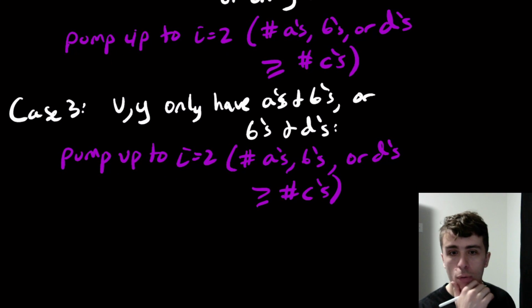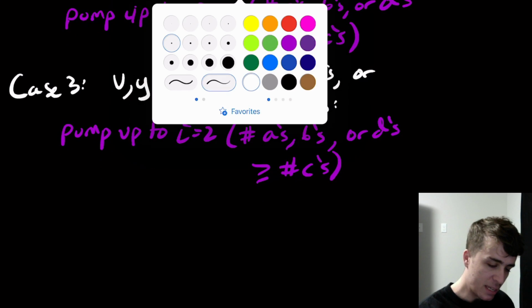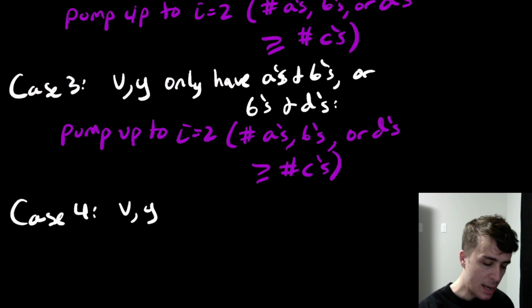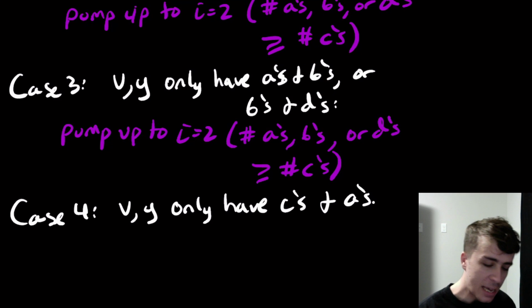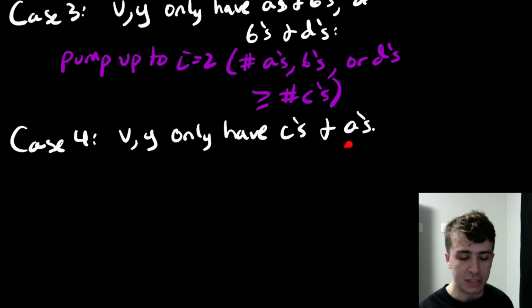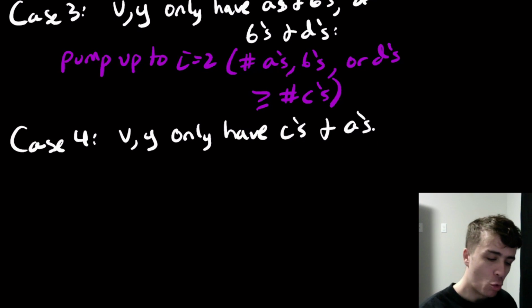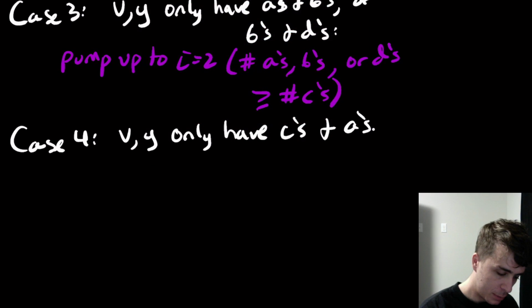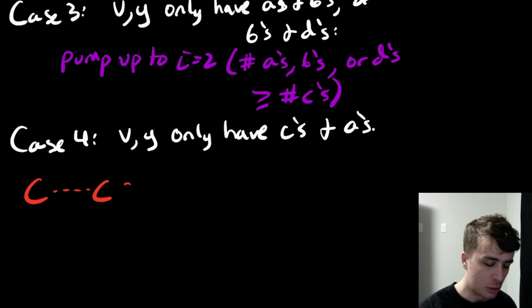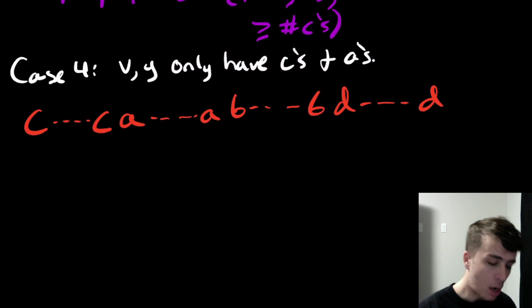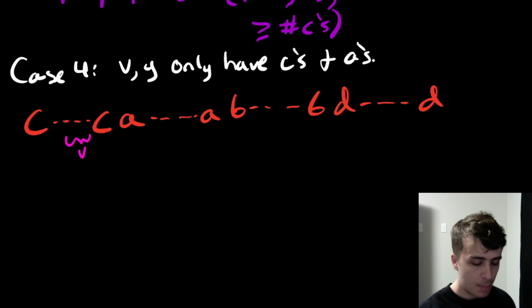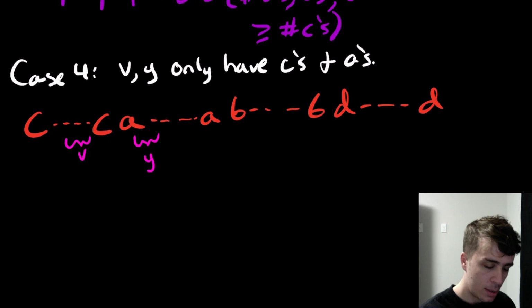Okay, so what do we actually do here? The only other possibility, case 4, is that V and Y only have C's and A's. And in fact, if it didn't hit one of the other cases, we know that it must have at least one occurrence of C and one occurrence of A. So what will happen if we pump down? Let's try to visualize this. We have C's at the beginning, because that's how we designed the string, then A's, then B's, then D's. So the V part, which of course comes first, is in the C's, but the Y could have C's and A's. It doesn't actually matter. Let's just say that it has only A's, but it could have some of the C's too.